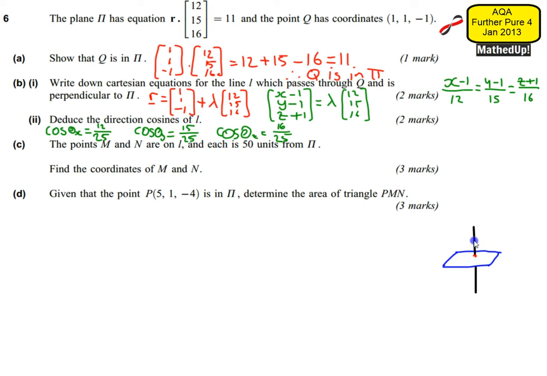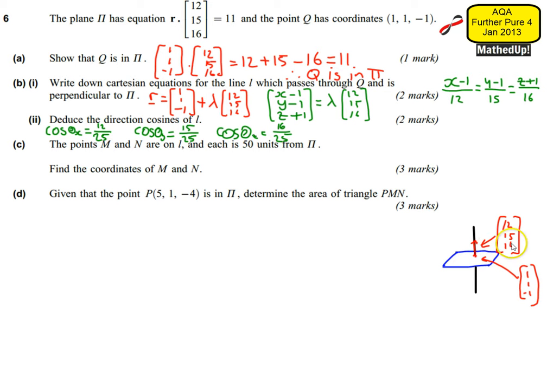So if we said that there is (12, 15, 16), so that's (12, 15, 16), and that is actually 25 units long, because we worked that out over here when we worked out the magnitude. So if that point there, I'll just draw an arrow here, that point there, the position vector is (1, 1, -1).